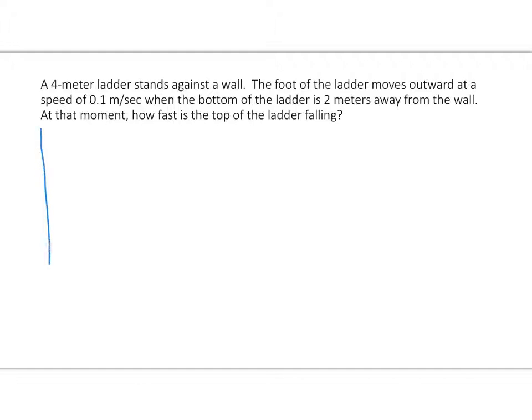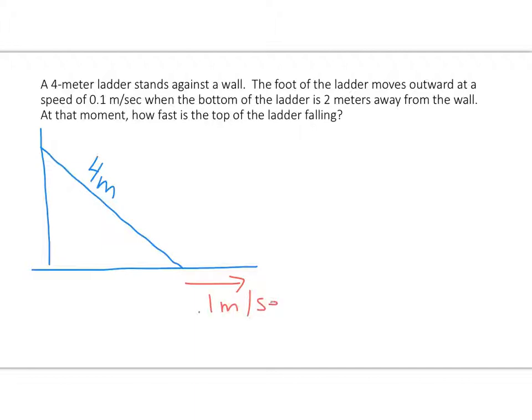So here's my wall. Here's my 4-meter ladder. The ladder is fixed. That is never ever changing. Okay? And here's my ground. And we said that the foot of the ladder is moving out at a rate of 0.1 meters per second. Okay? So we want to figure out how fast is it falling down here? How is that height changing?